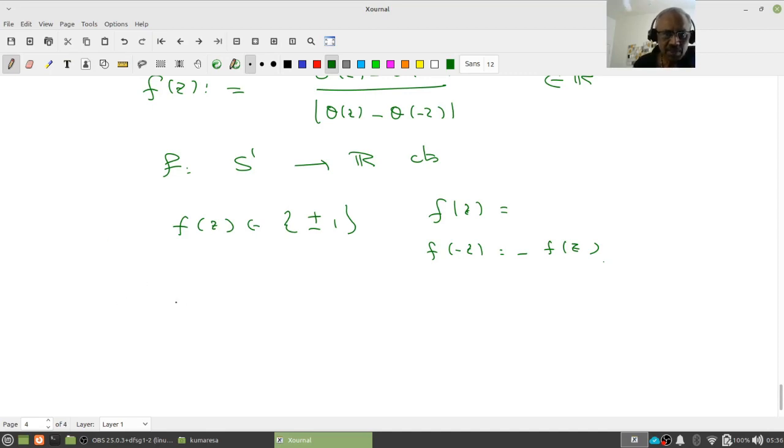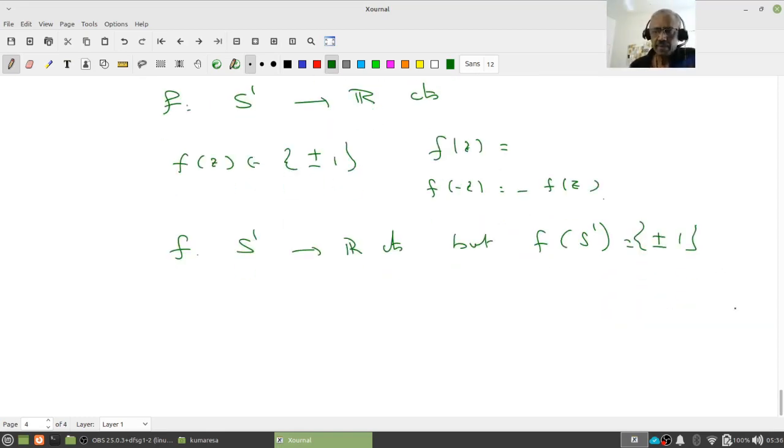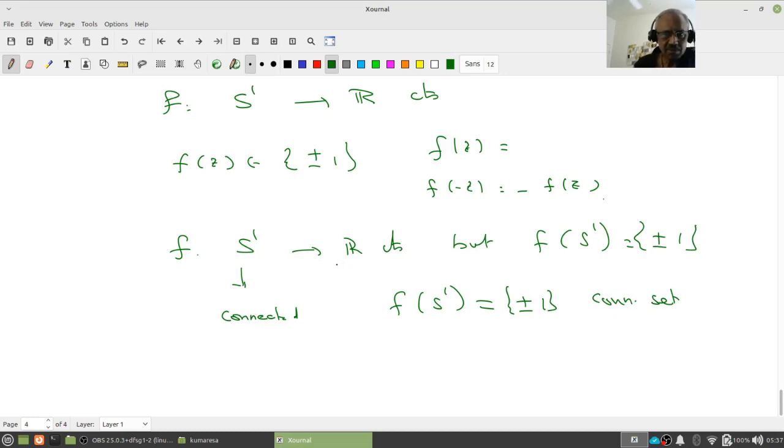Therefore what I have shown is that f from S1 to R is continuous, but f of S1 is plus or minus 1. This is onto, right? But remember, S1 is a connected set. Therefore f of S1, which is plus or minus 1, must be a connected set because f is continuous. But the only connected subsets of R are intervals, including degenerate intervals, that is the empty set or a singleton, or intervals of any kind, and plus or minus 1 is not. Therefore this is a contradiction.